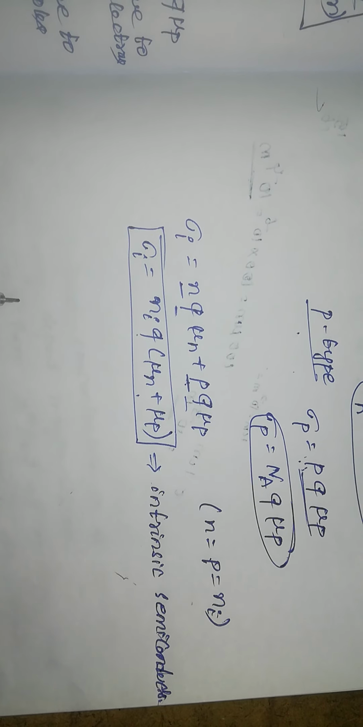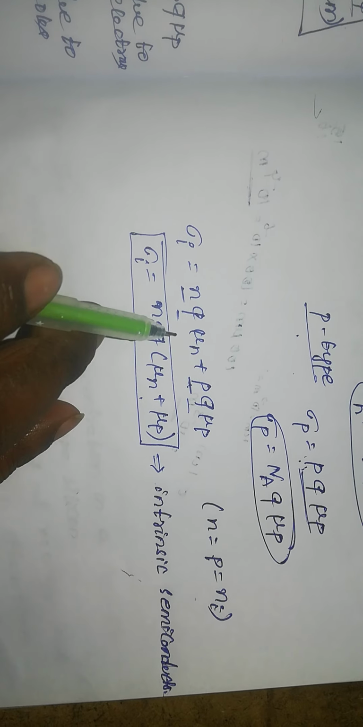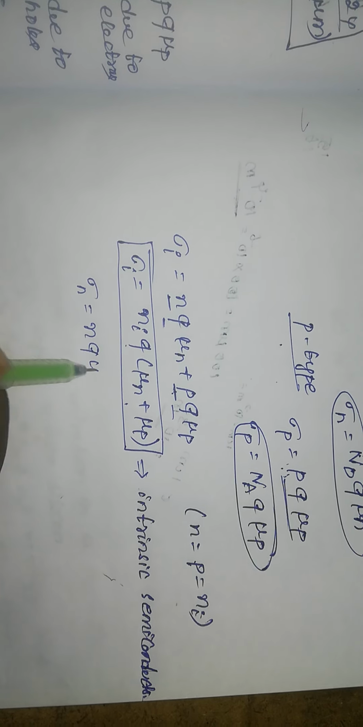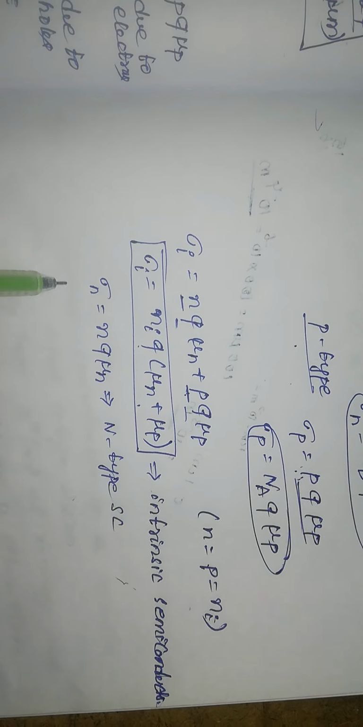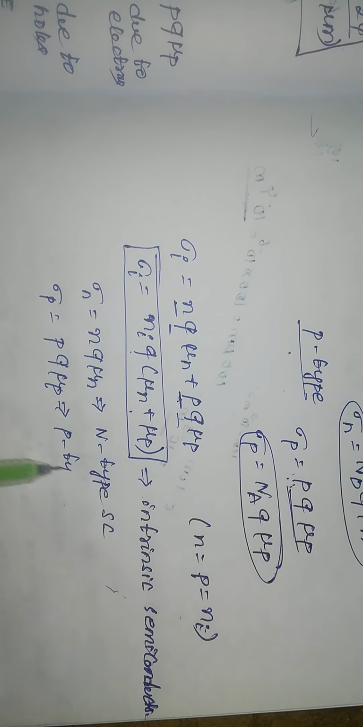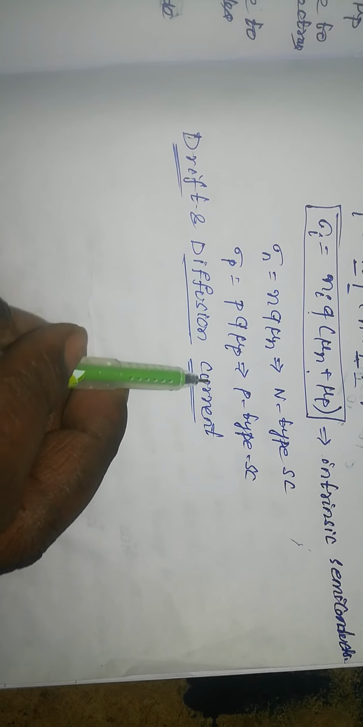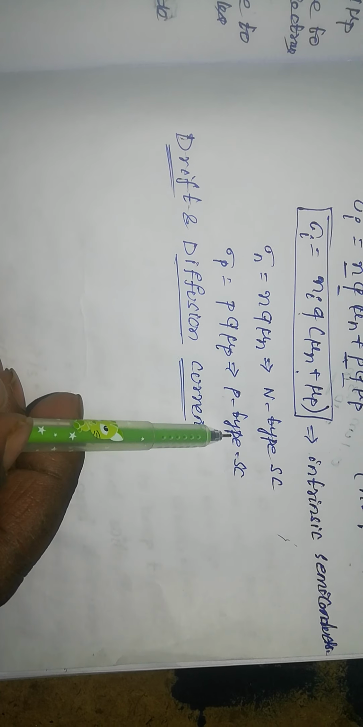But for an extrinsic semiconductor, it is due to only electrons or only holes. So sigma n is equal to n q mu n in an n-type semiconductor. If it is p-type, sigma p is equal to p q mu p. So in a semiconductor, the current is due to both electrons as well as holes. In an n-type semiconductor, the current is due to electrons. In a p-type semiconductor, the current is due to majorly holes.